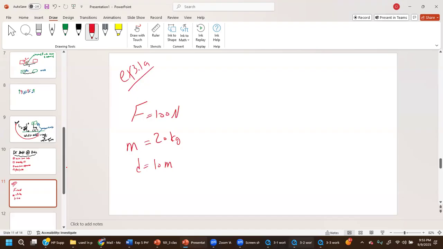And what are you looking for in part A? We're looking for the work. And knowing that your work is your force times your distance, in this case it'd be 100 newtons times 10 meters. So it's going to equal 1,000 joules.